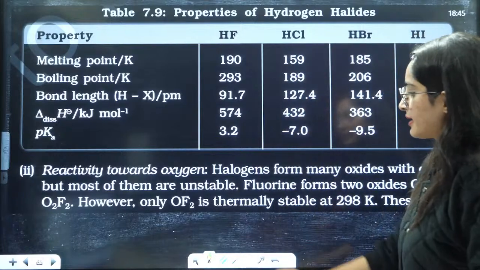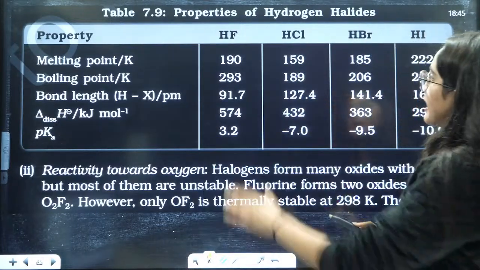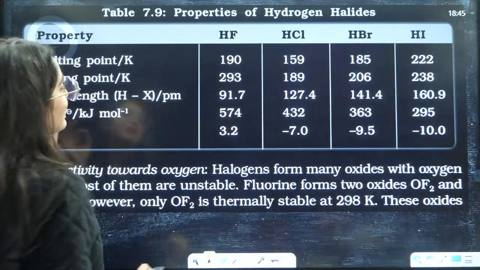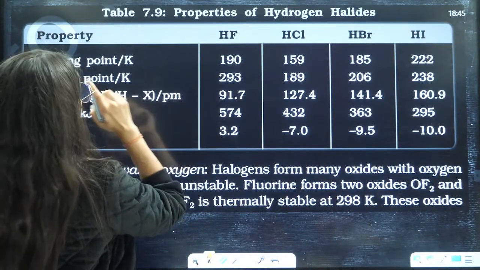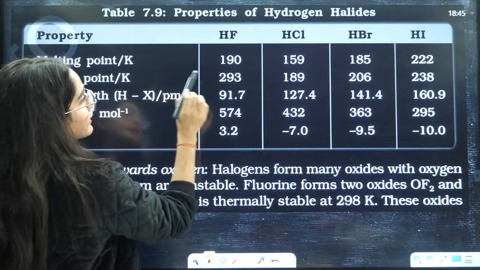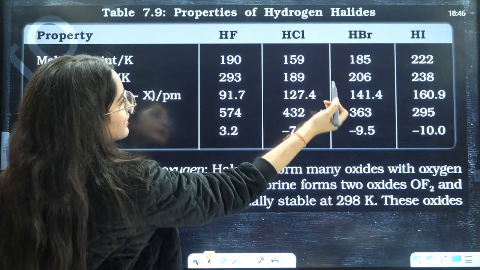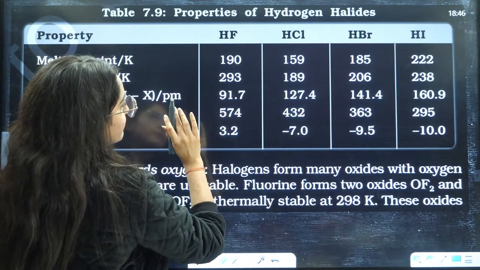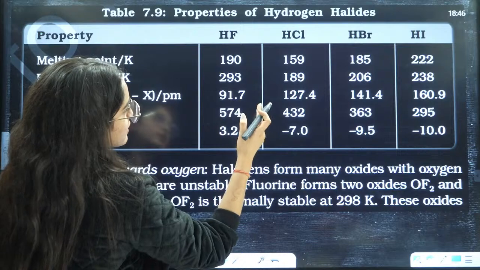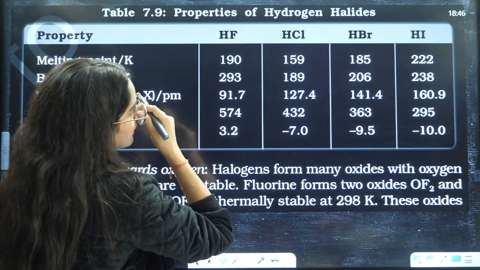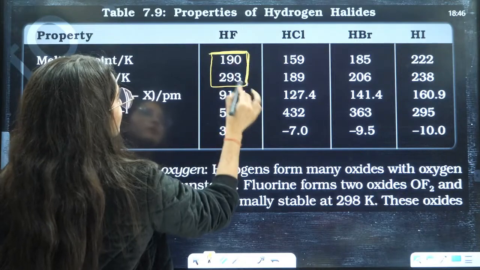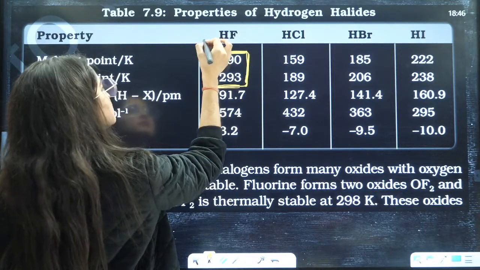Next, let us talk about HF, HCl, HBr, HI, right? So, let's talk about the melting point. It is firstly decreasing, then it is increasing, then it is increasing. Boiling point is also decreasing a little, then it is increasing. So basically, there is some anomaly in this HF. Can you tell me the reason?